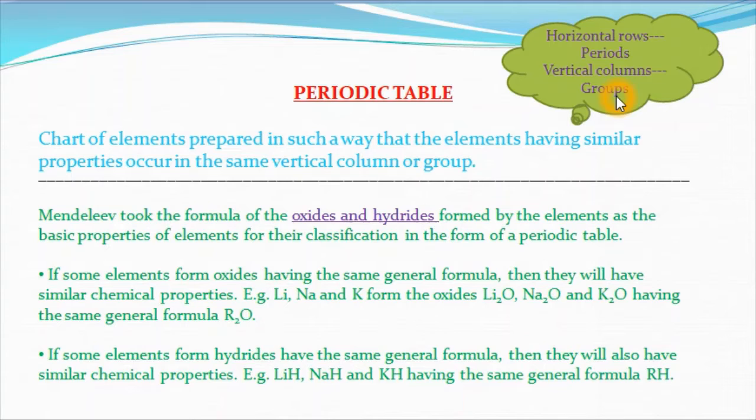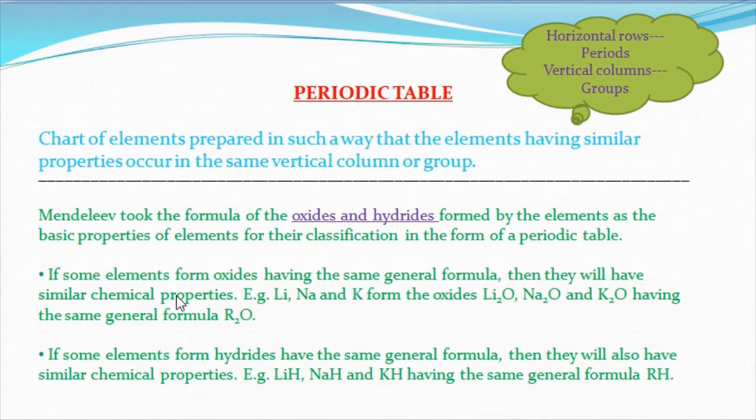It means he saw that oxygen and hydrogen are chemically very reactive, and most of the elements combine with oxygen to form oxides and react with hydrogen to form hydrides. So the elements having similar chemical properties form oxides having similar formulas. They also form hydrides having similar formulas, right? So he took a general name for the elements, representing elements by the letter R, and took the general formula of oxides and hydrides. We will see this in the example here.